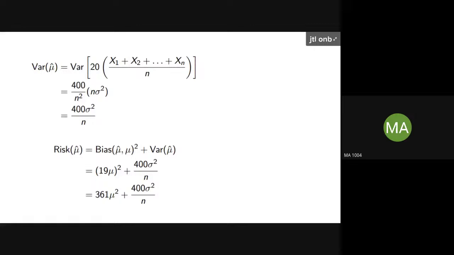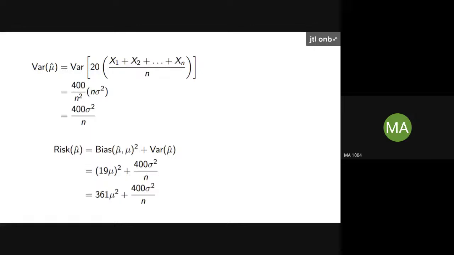Again using the properties of variance, you pull out the constant value which is 20 by n. Once you pull out, it becomes square times variance of x1 plus x2 plus and so on xn. Now this is a sum, and you know x1, x2 to xn are independent of each other. It is given in the question only. So now we can split the variance. We can write it as variance of x1 plus variance of x2 and so on variance of xn, because x1 to xn are independent of each other. This is a property of variance.